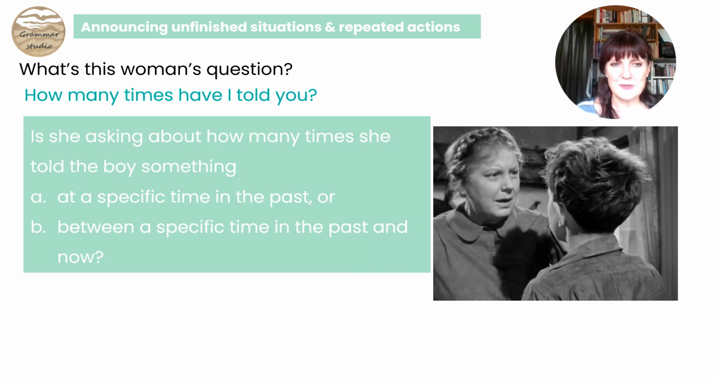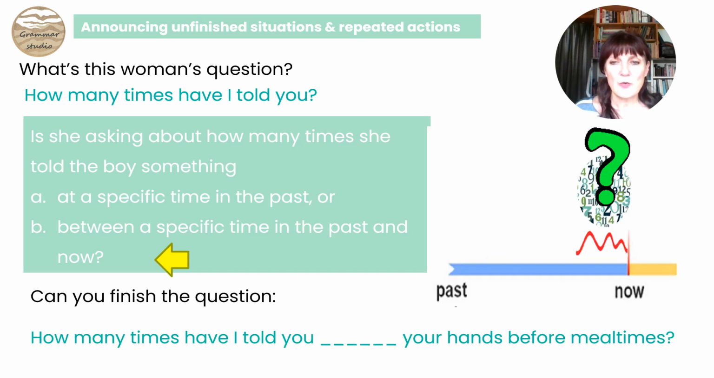Well, let's find out. So is she asking about how many times she told the boy something at a specific time in the past or between a specific time in the past and now? Yes, between a specific time in the past. And I think it's when he was born or when he was old enough to understand. What do you think she is telling him?